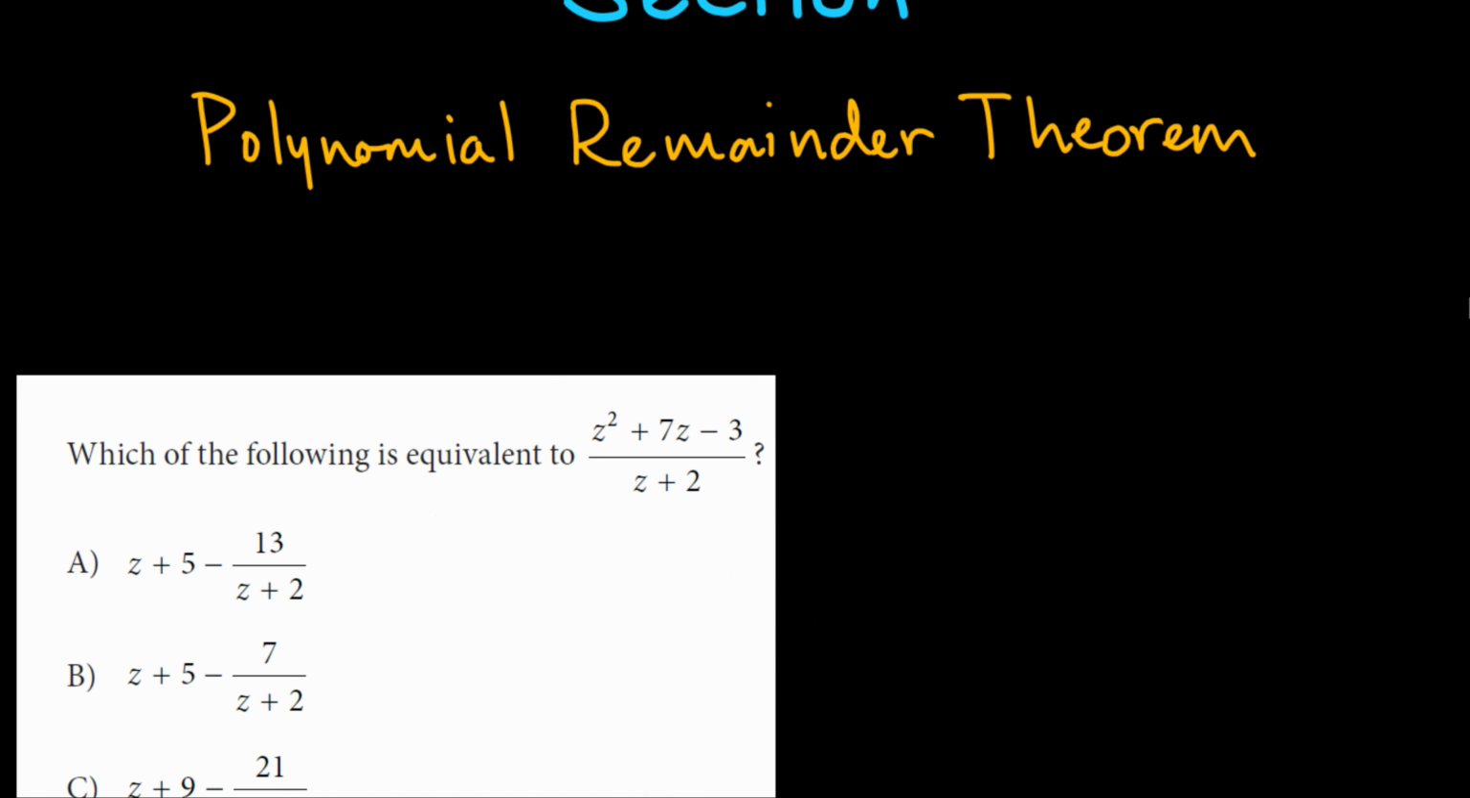Let's take a look at this problem. So this says, which of the following is equivalent to (z squared plus 7z minus 3) over (z plus 2)? So we have some polynomial, in this case a quadratic polynomial, divided by another polynomial, but it's a linear polynomial. If you're familiar with the Polynomial Remainder Theorem, you should be able to see that k is -2.